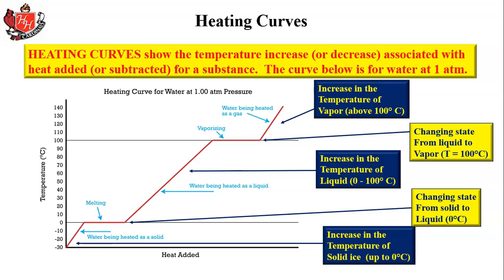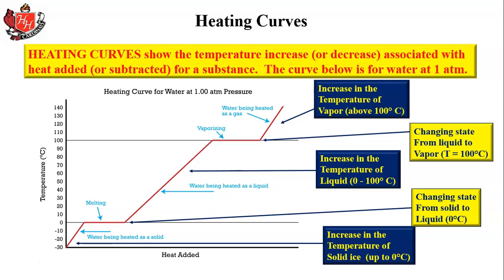Then you see a flat part where it says melting, and that's changing the state from solid to liquid, from ice to liquid water. One thing you notice that's kind of interesting: it says ice is melting into water, and the temperature stays the same at 0 degrees. It doesn't continue to go up. During a phase change, the temperature will stay the same. That's why the line is flat for a while until all the ice melts.